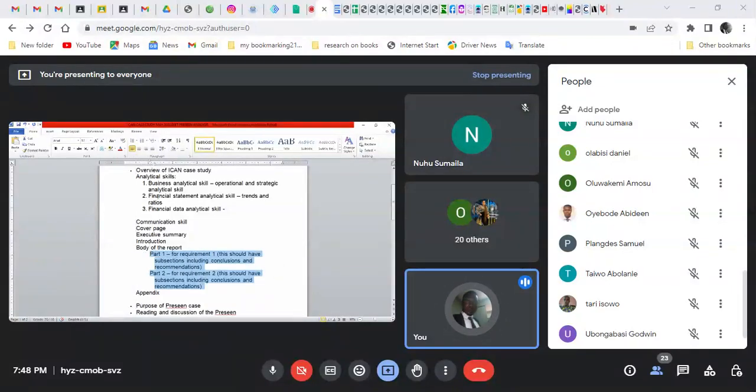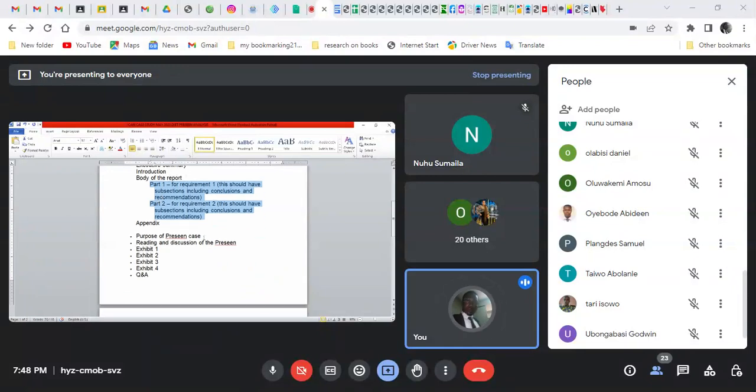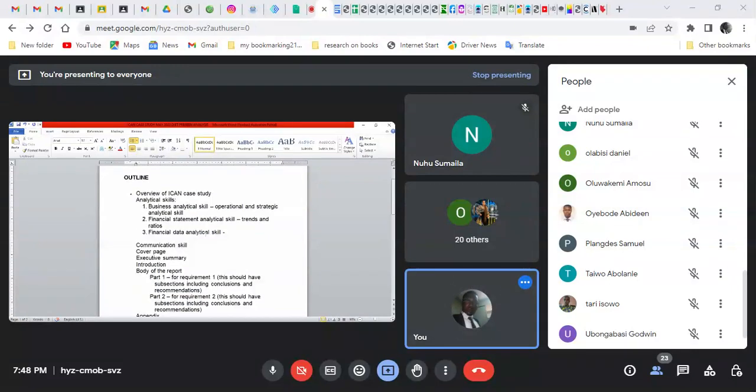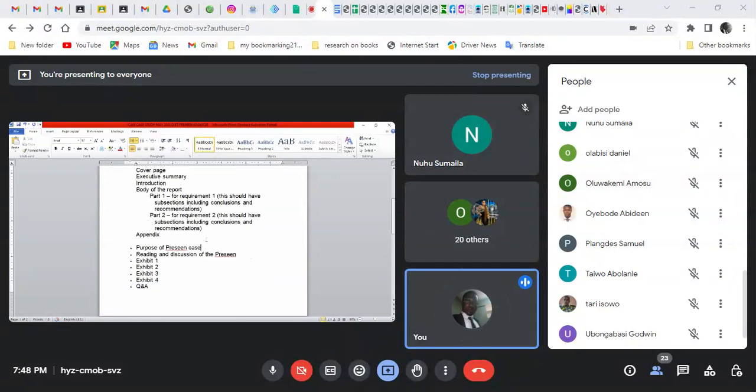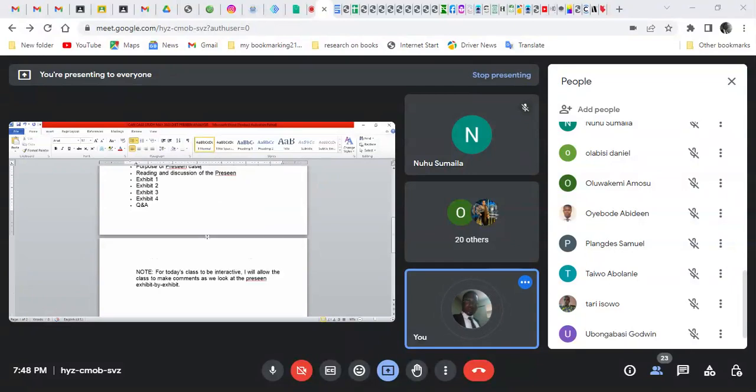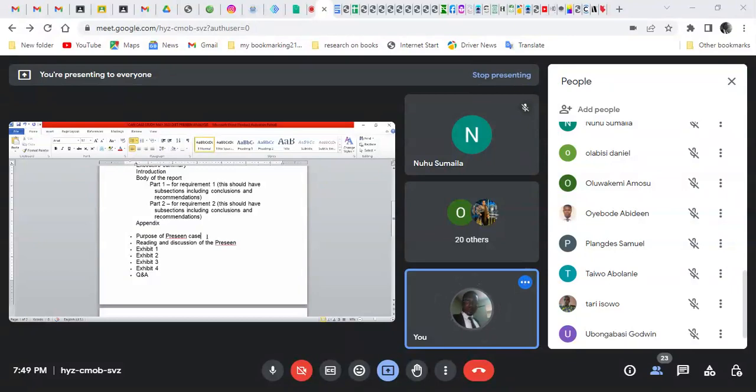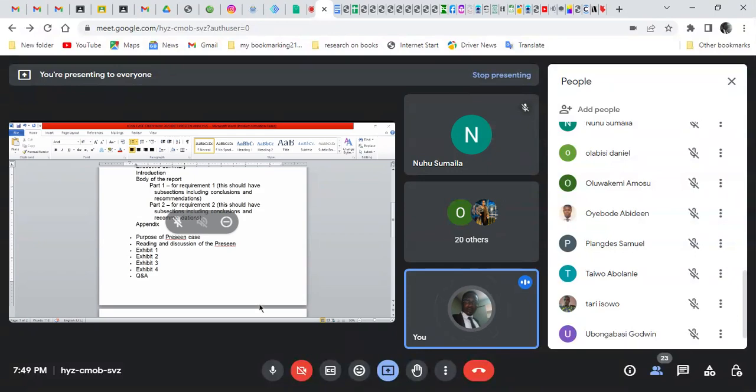Okay, so that is that about the communication, right? So what is the purpose of the Preseen? So I'm done with the overview of ICAN case study. Let's go to the purpose of the Preseen. So why do we have the Preseen? So you should just know the reason why we have this Preseen. Let me quickly switch my screen now, so that we can check from the Preseen.